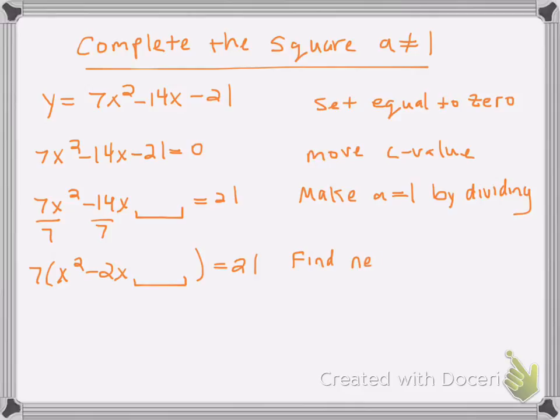Now what we'll do is find that new c value. Remember the way we find that c value is you take that b value, cut it in half, and square it. We end up getting 1. So I'm going to put a plus 1 in that open space, so we can go plus 1, that equals 21.